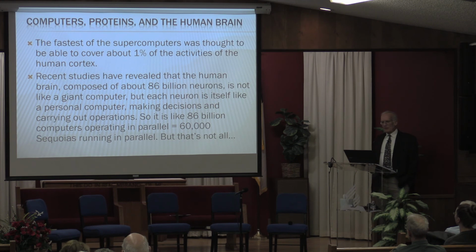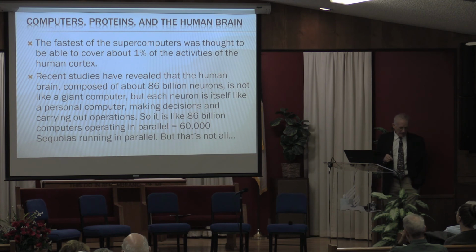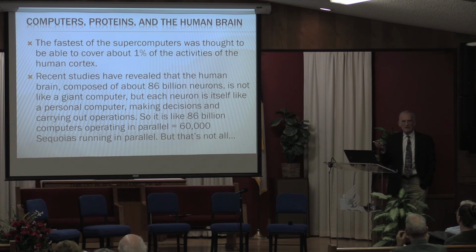The fastest supercomputers, that's Sequoia, were thought to be able to mimic 1% of the output of a human brain. 1%. But that was before they began to realize that in the human brain, every neuron is acting as a computer, as a PC.